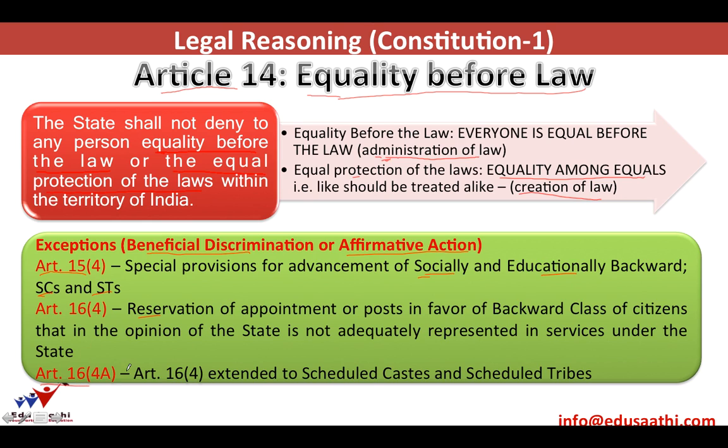Article 16 Clause 4A. Article 16 Clause 4 has been extended to scheduled castes and tribes. Earlier it was only backward classes of citizens, so the scope of Article 16 Clause 4 has been extended to scheduled castes and scheduled tribes by the amendment of Article 16 Clause 4A. So everyone has to be treated equal before the law and everyone should be given similar protections, but there are exceptions to Article 14 of our Constitution of India.